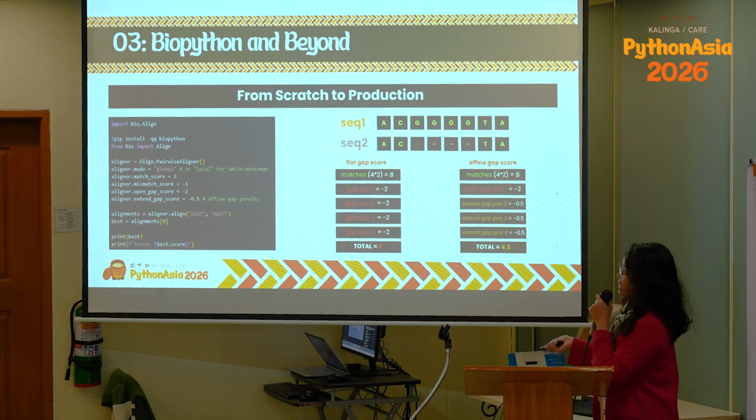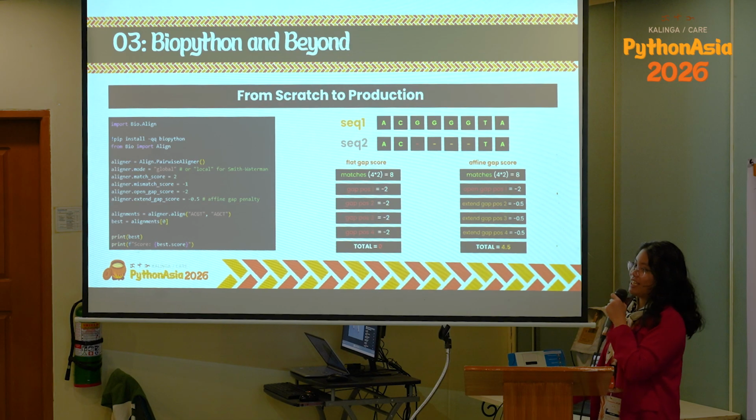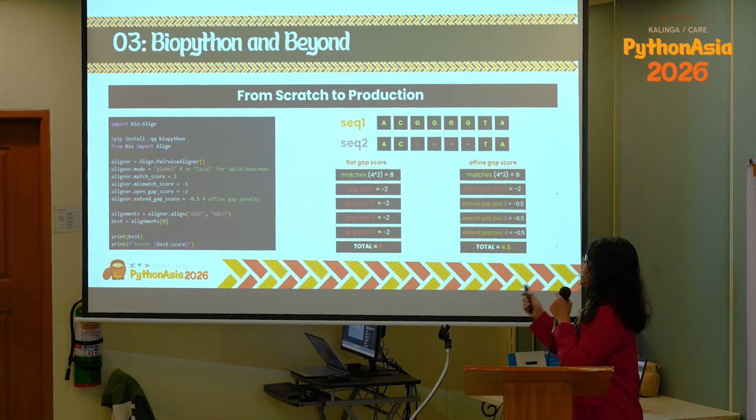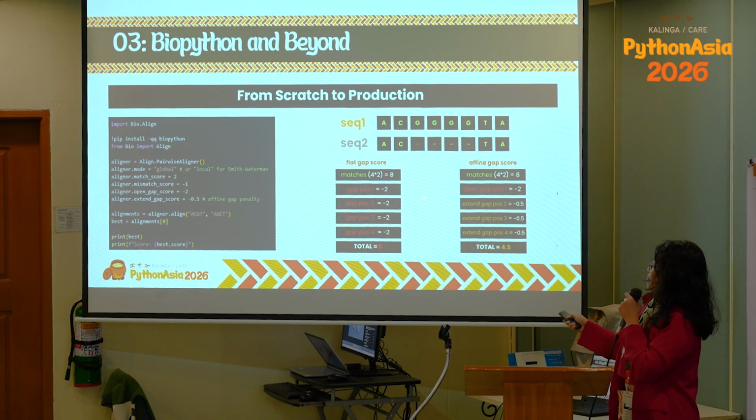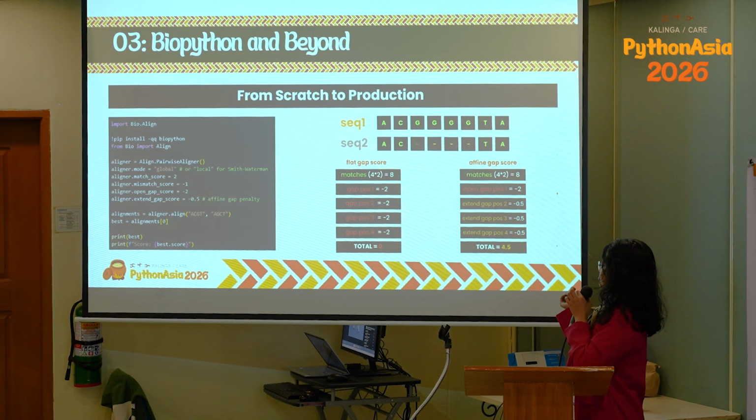It is more penalizing because it is the start of the gap. And it already knows that this is the start of the gap. So for the remaining, they can just use the extend gap score. So that's the basic idea on why this BioPython library is more accurate to use if you're going to use it on real data. Because we need to consider these things as well, not only the numbers. We have to consider the biological context.